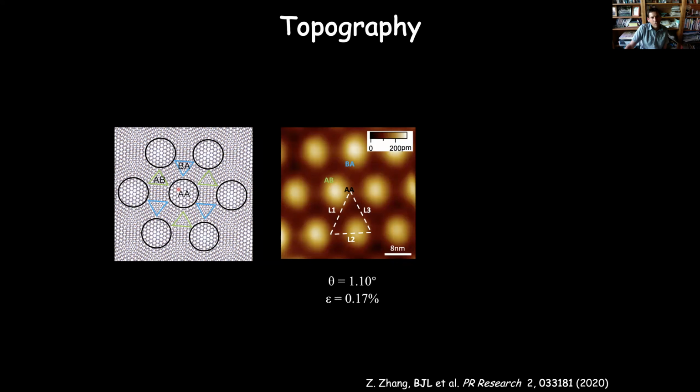And so what you'll see here on the schematic, the AA is surrounded by BA and AB regions going around. From this topography image, by measuring the separation between the AA regions, the different lattice vectors L1, L2, L3, we can determine the twist angle of the sample, and we can see that we're right at this magic angle of 1.1 degrees. There's also a little bit of strain between the different directions, so they're slightly different lengths. And so we have some strain in the sample, about 0.17%.